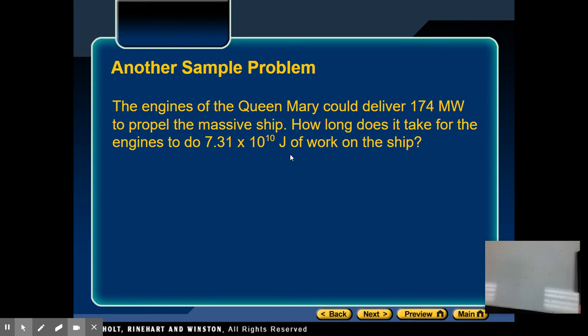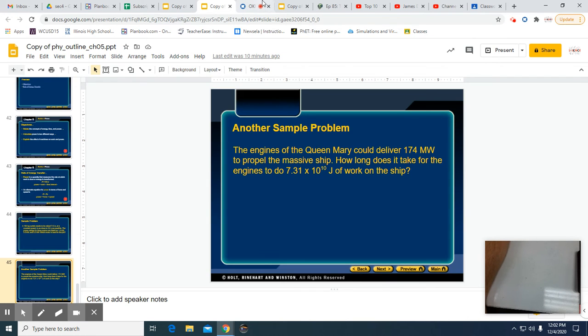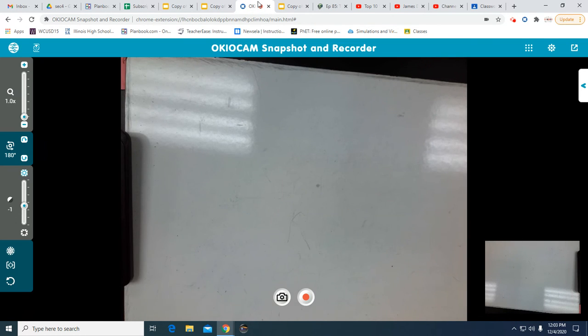Next, here we have the engines of the Queen Mary. This is the new one, okay? That could deliver 174 megawatts to propel the massive ship. How long does it take for the engines to do 7.31 times 10 to the 10th joules of work on the ship? Okay, so again, let's write what we know.